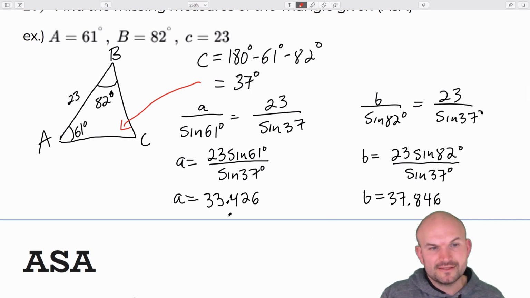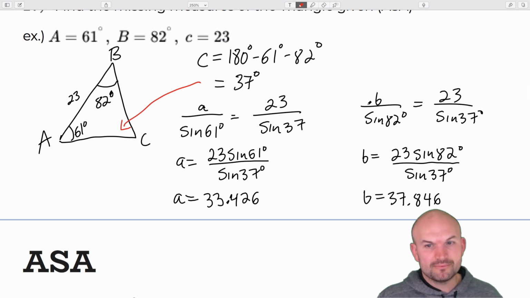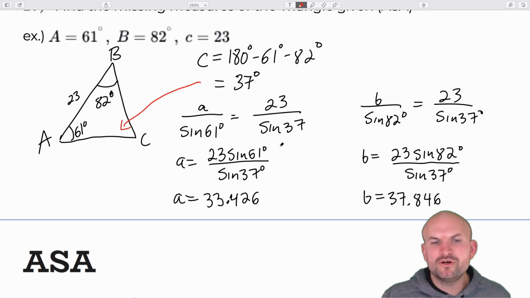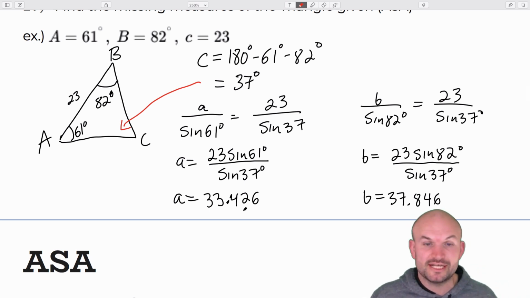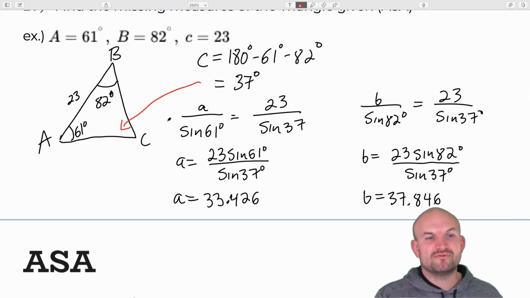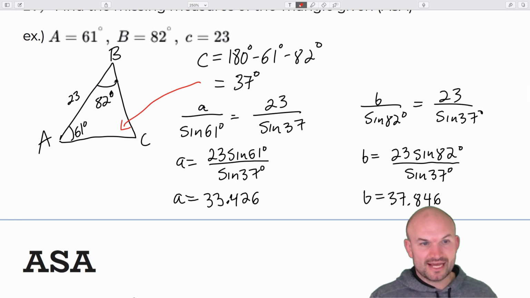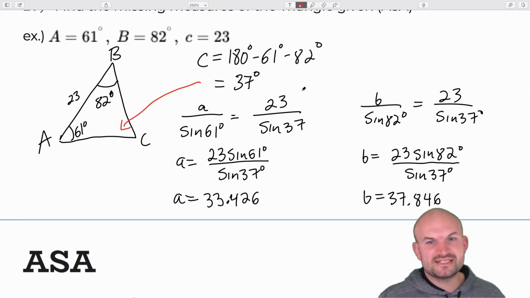But once I find this side length, I can just do the exact same proportion to solve for B. One thing I would recommend though is don't use B over sine of 82 equal to this new side length over sine of 61, because again, this is a rounded answer. You could use the exact answer, but it's never going to be exact. It's still always going to be an approximation. So it's always best to avoid using approximations in your calculator when it is possible. Since I originally had this ratio, 23 over sine of 37, you can see why I used that twice.